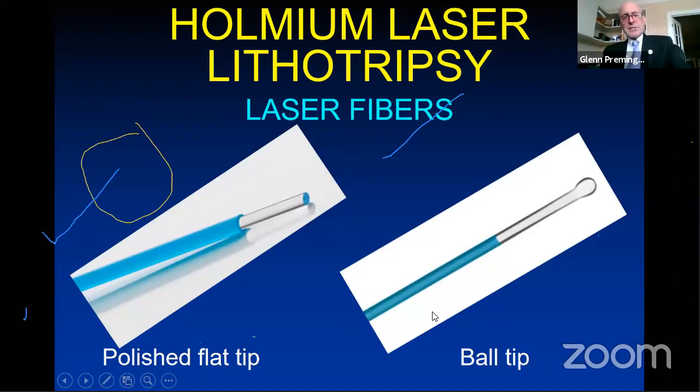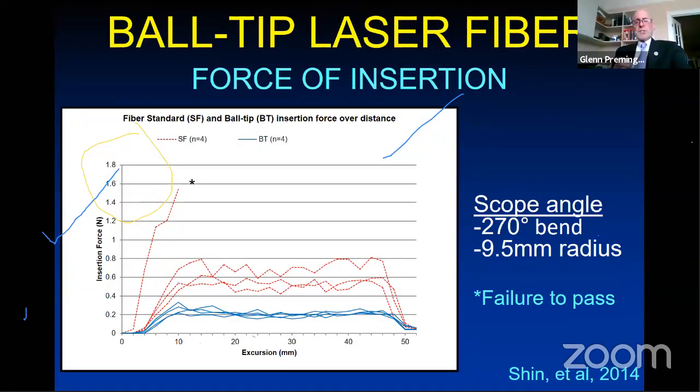Another improvement in the holmium laser has been the introduction of a ball tip laser fiber. And the ball tip laser fiber has the advantage of needing reduced force of insertion. These are data from our laboratory where we measured the force needed to pass a standard fiber in red or a ball tip laser fiber in blue, showing that it took a lot less force for the surgeon to advance the ball tip laser fiber through the working channel than with a standard laser fiber. Well, why is that important? That was important because there's less risk of injury to the collecting system.